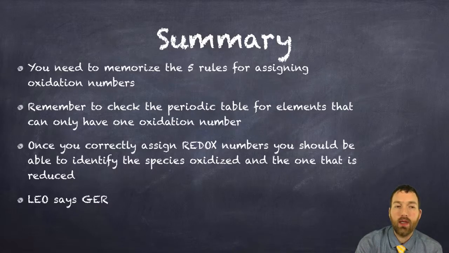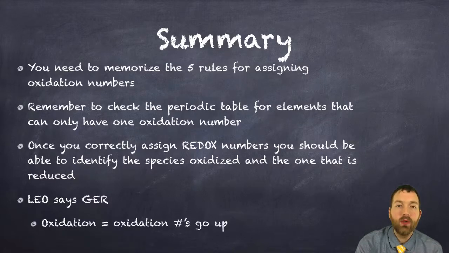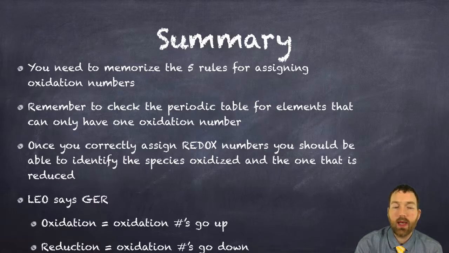Remember, electrons are negative, so if I lose negative charges and become oxidized, my oxidation numbers go up. If you gain negative charges and become reduced, if you gain electrons, your oxidation number is going to be reduced or go down. So you can remember that phrase, or you can just think about it as oxidation numbers going up means oxidation, and oxidation numbers reducing or going down is reduction.